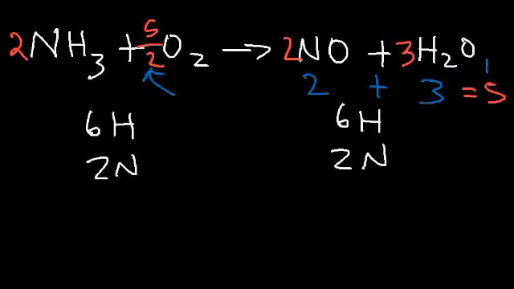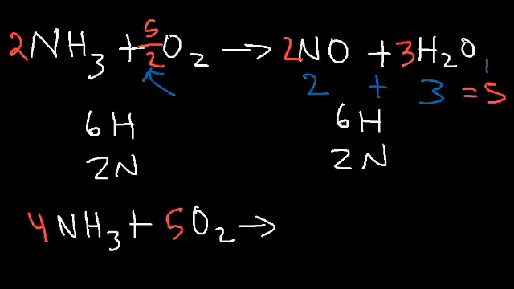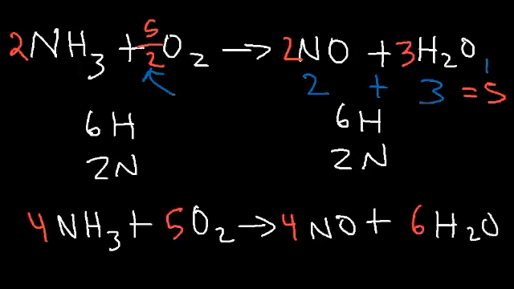So it's going to be 4 NH3, 5 over 2 times 2. The 2's will cancel, and so it's going to be 5O2, and 4 NO plus 6 H2O molecules. So now the reaction is balanced.